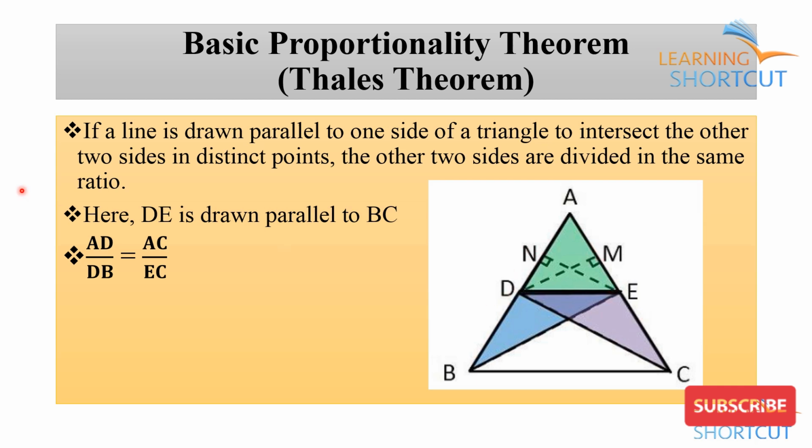Here DE is drawn parallel to BC, so both are parallel. If both are parallel like this, then we can write the formula as AD divided by DB is equal to AE divided by EC. AD divided by DB is equal to AE divided by EC. This is the basic proportionality theorem.